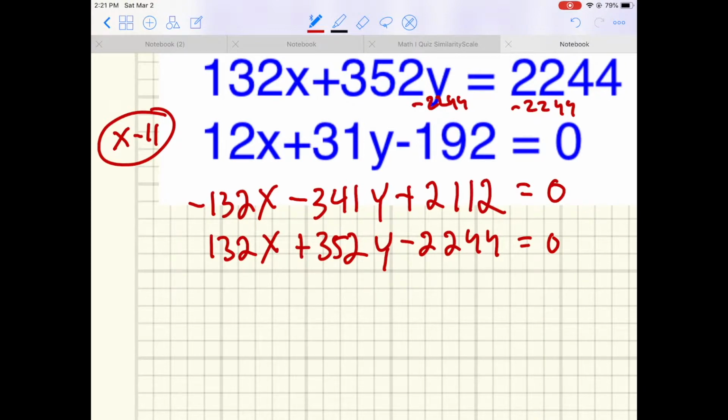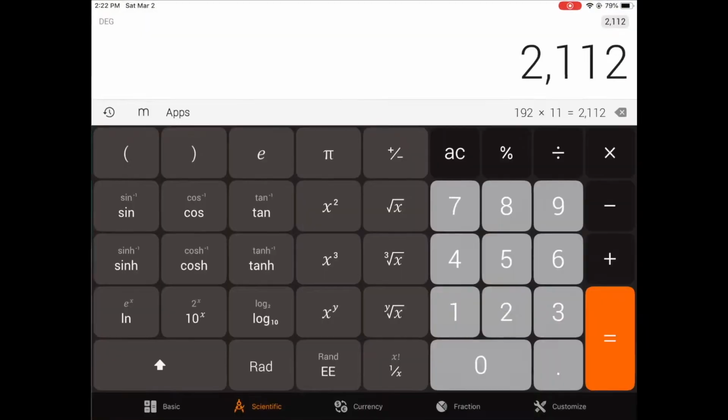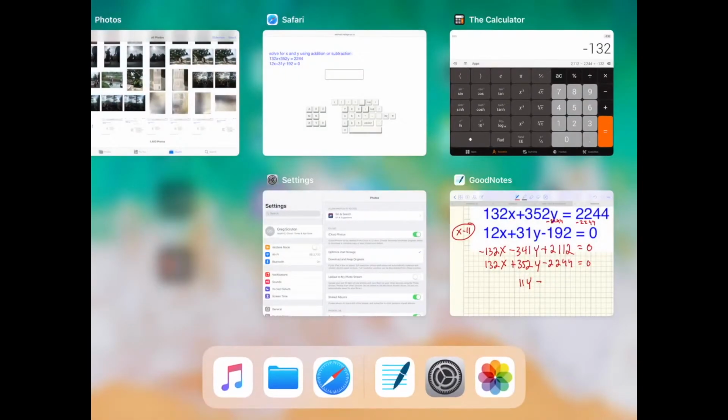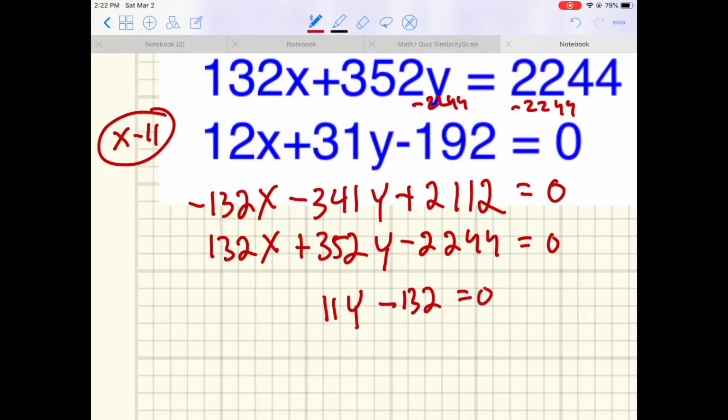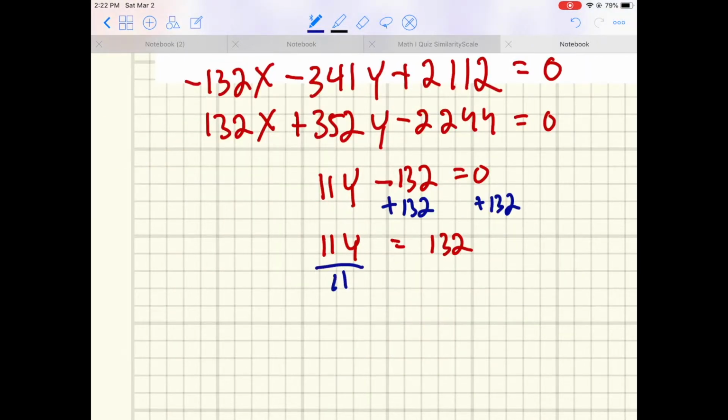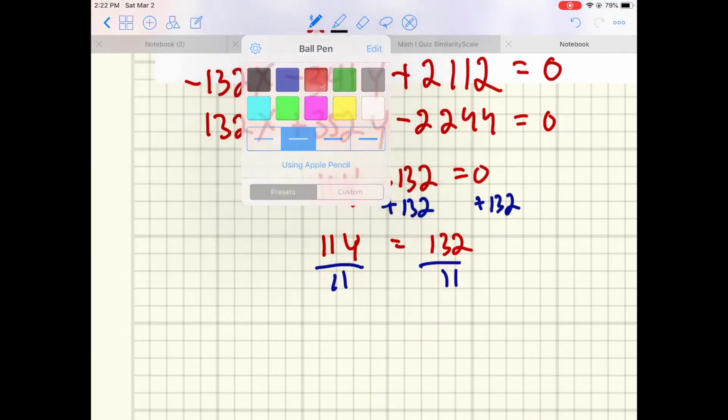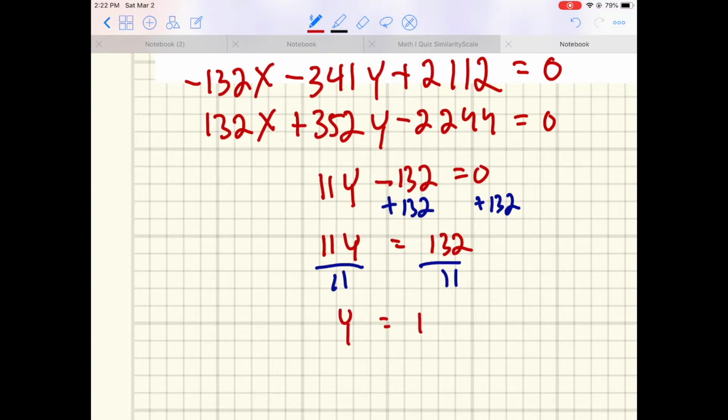You end up getting 11y minus 2244. This number, take away 2244, is equal to negative 132. Minus 132 is equal to 0. I'm going to get rid of that negative 132 by adding 132 to the left-hand side, but if I add it to the left-hand side, I also have to add it to the right-hand side. We end up with 11y is equal to 132. Divide both sides by 11, and we end up with y is equal to 12.